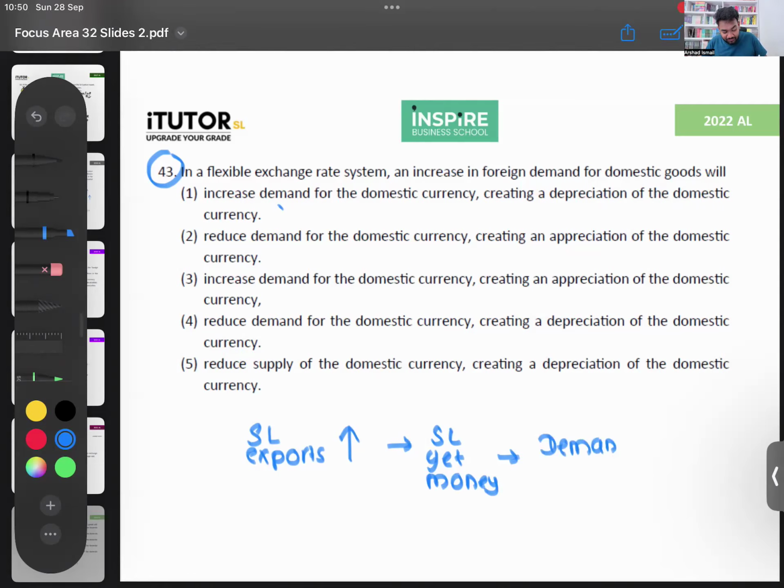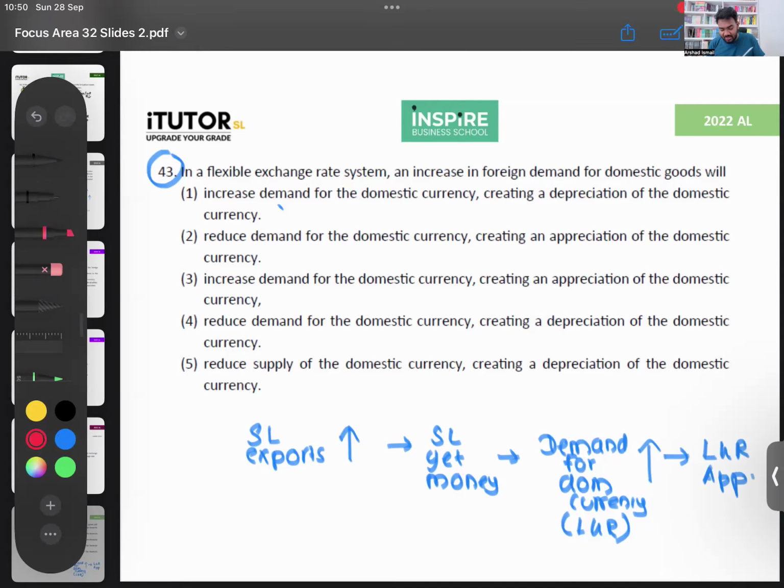Is the demand for your domestic currency, that means your Sri Lankan rupee, increasing or decreasing? Now, those people like to buy our goods, they are buying more and more, so demand is increasing. If the demand for the Sri Lankan rupee increases because so many exports are happening, will the Sri Lankan rupee appreciate or depreciate? The LKR will start appreciating.